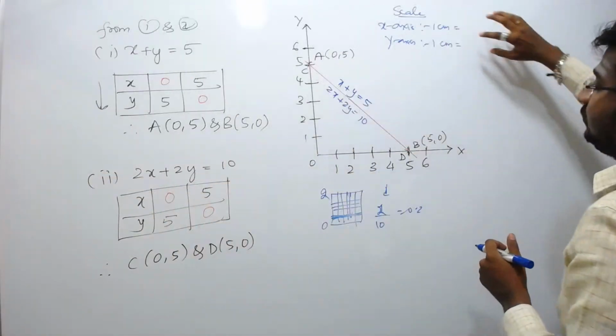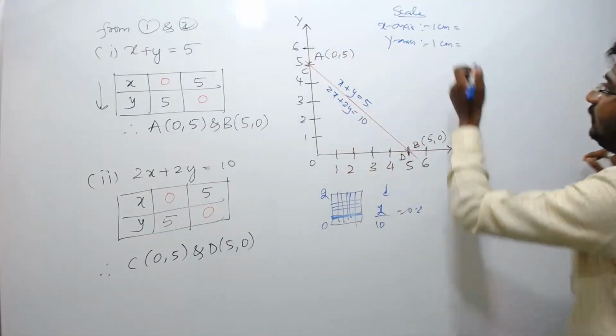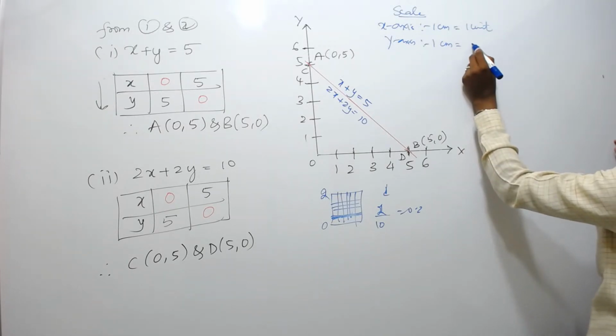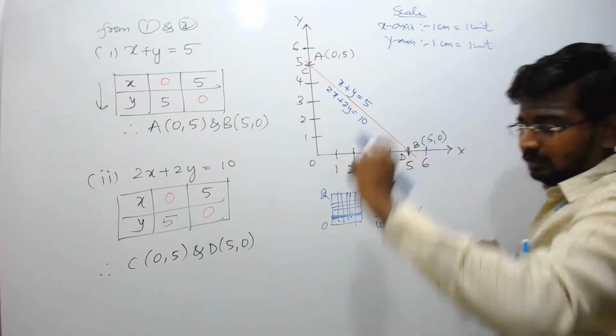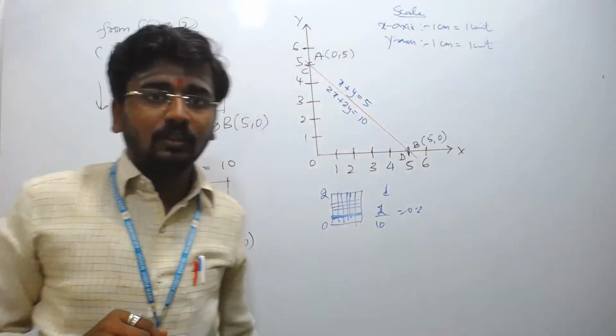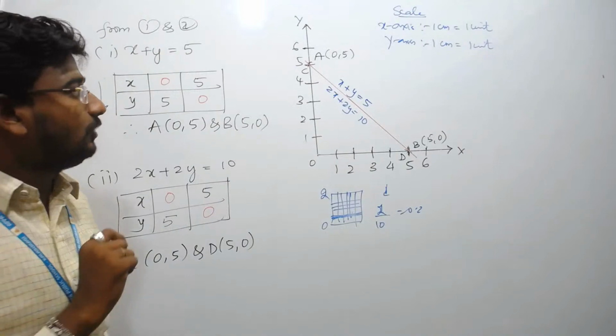Okay, so I'll write the scale. I have taken 1 centimeter equal to 1 unit. So on the x-axis 1 centimeter is equal to 1 unit, and on the y-axis 1 centimeter is equal to 1 unit. So this is the complete procedure for 3 marks. This is how you have to solve.